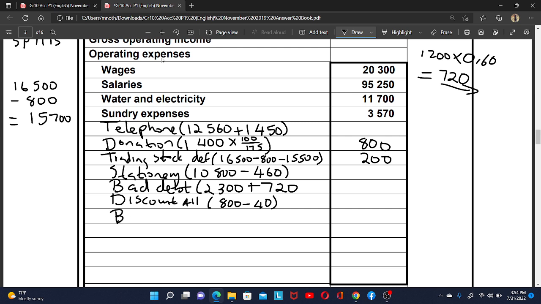We have the bank charges of 1,210. And then from the bank statement, they are 180.